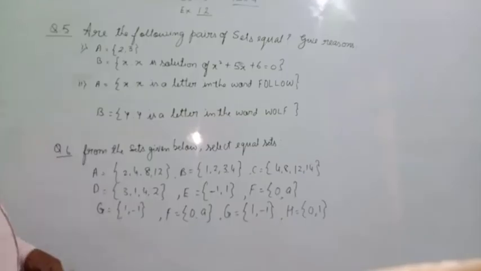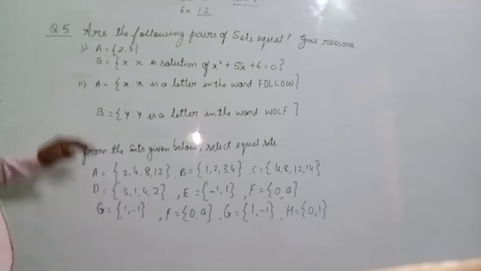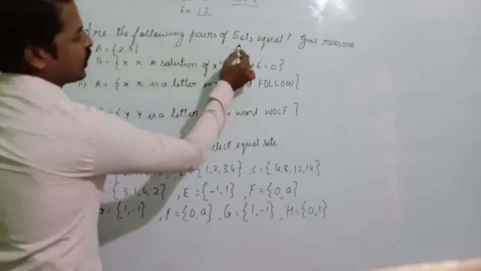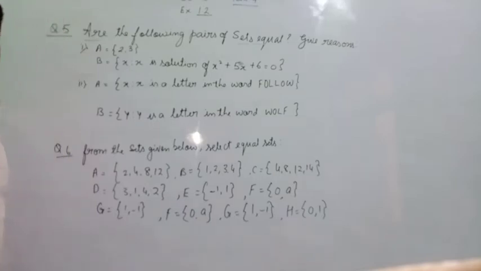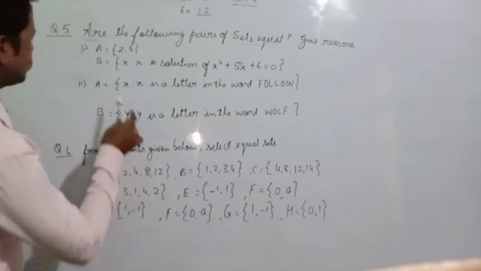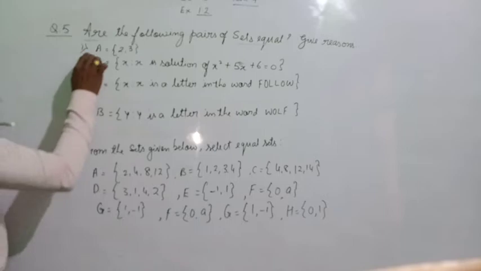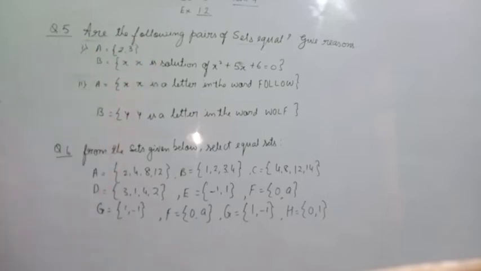Let's see the fourth question, fifth and sixth question of this exercise. These are the last two questions. Fifth question says, are the following pair of sets equal? We have already done a question based on this. We said two sets are equal when both sets have the same elements. Now A is clearly in the listing method, it has two elements 2 and 3. Now we have to solve B also.